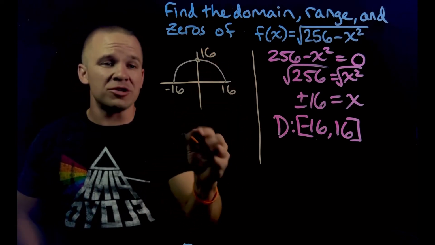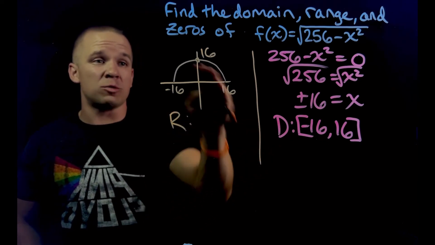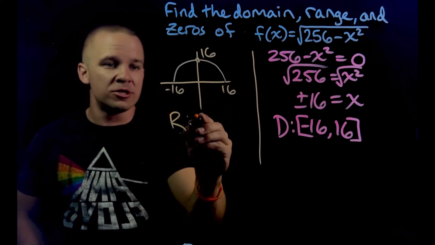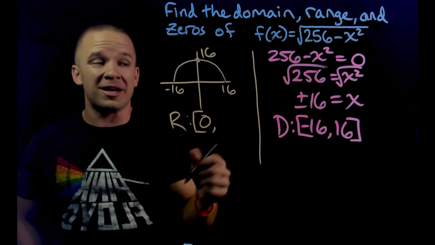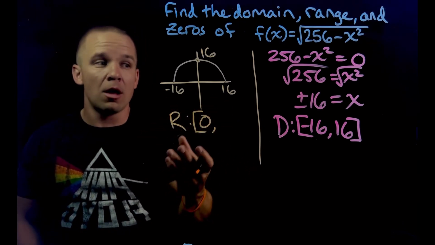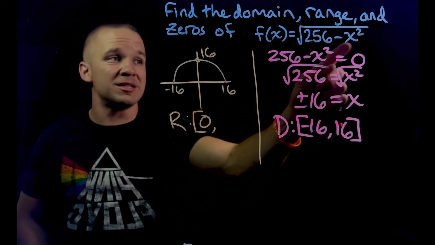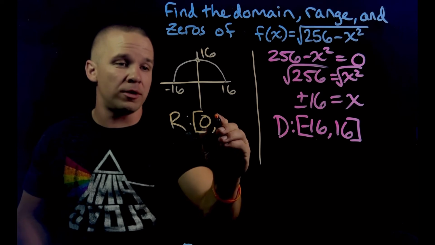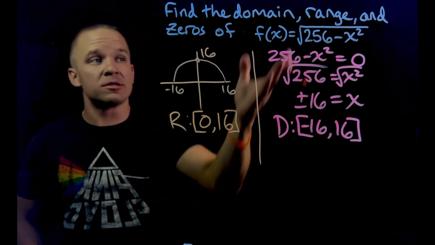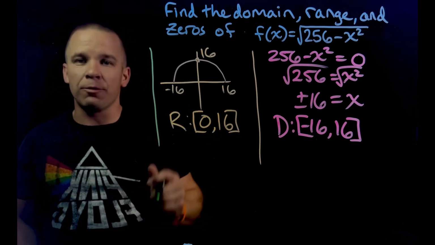Since my range is talking about my y values, I can think, well, what's my lowest y value? It's 0, right along there. It doesn't exist below that. So I'm going to go at 0, and I'm going to include it because I can plug in 16 or negative 16 and get 0 as an output. But the highest I can go up is positive 16. When I plug in 0 for x, I get 16 for my output. So 16 would be my cap for that range, and I would include it because the square root of 256 is 16.